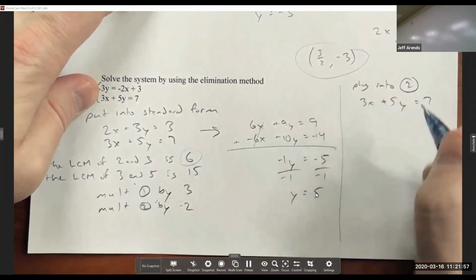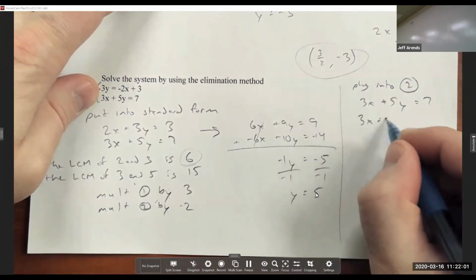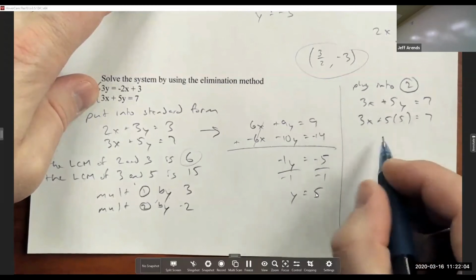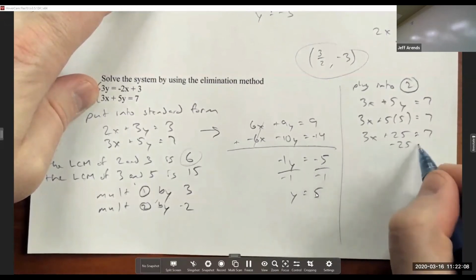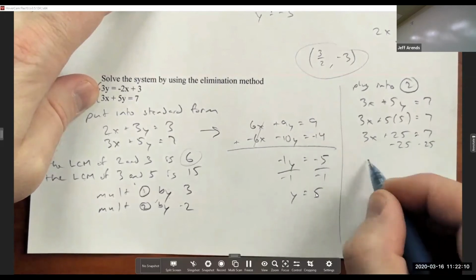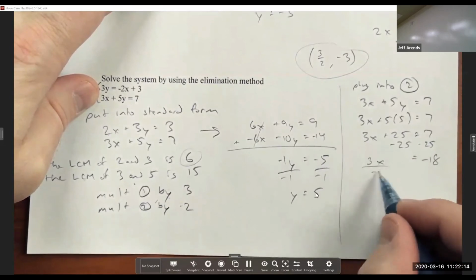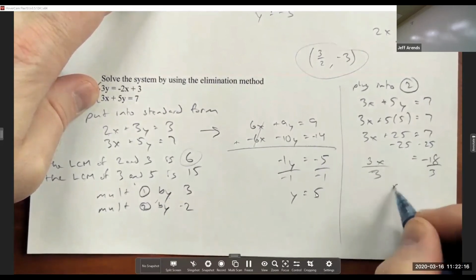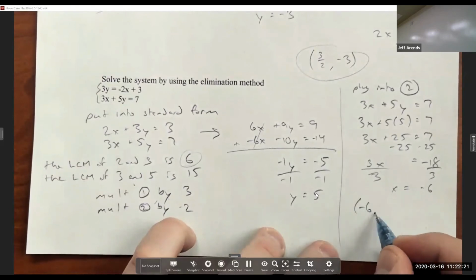Plugging in y equals 5, I get 3x plus 5 times 5 equals 7. That's 3x plus 25 equals 7. I subtract 25 from both sides. I get 3x equals negative 18. Divide both sides by 3. I get x equals negative 6. So overall, I get the point negative 6 comma 5.